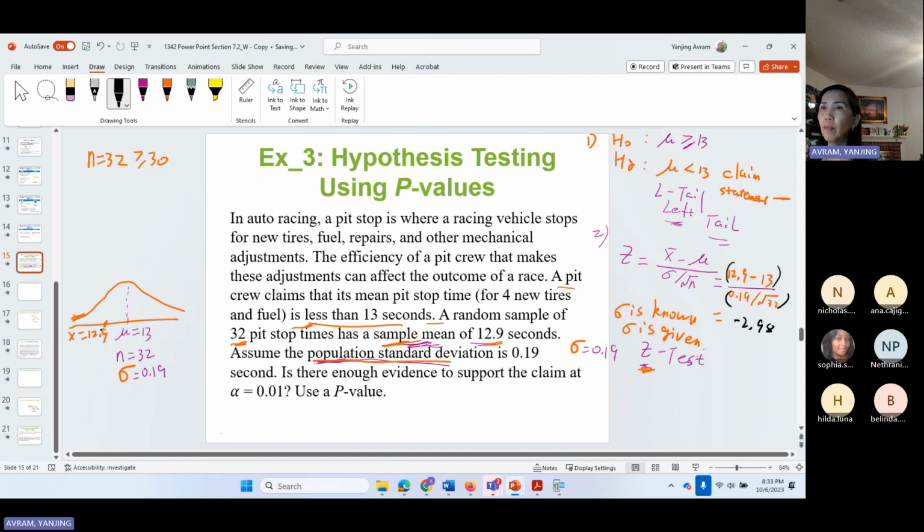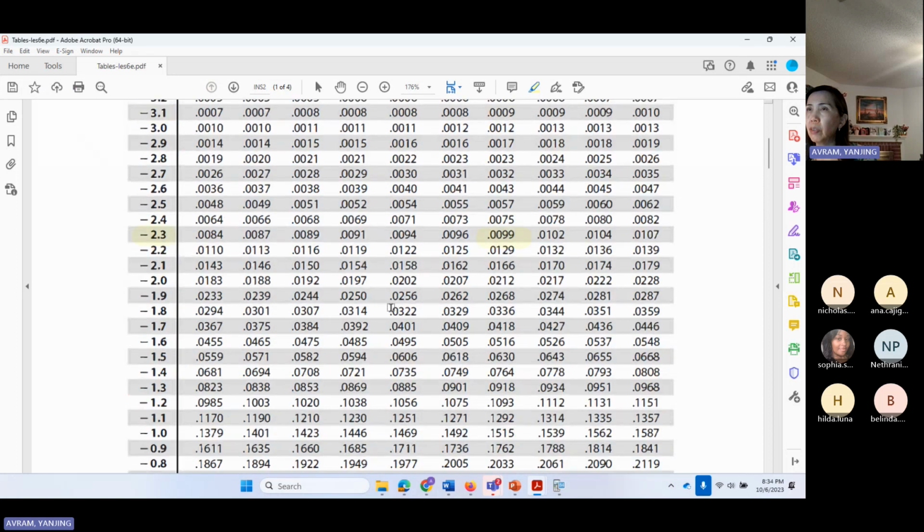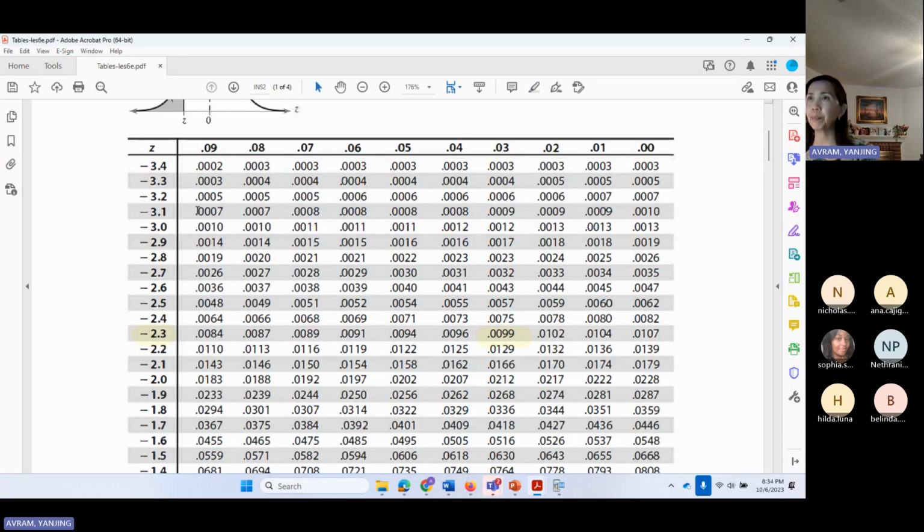Since we have a left-tail test, less than is a left-tail test, the z-score is negative 2.98. Whatever area I get here will be the p-value. So number 3, we're going to find our p-value. If it were a right tail, you would have to subtract from 1, but this is a left tail, so whatever you read from the table is the p-value. Negative 2.98, you go to negative 2.9 here, and negative 2.98 is right here. The p-value is 0.0014.